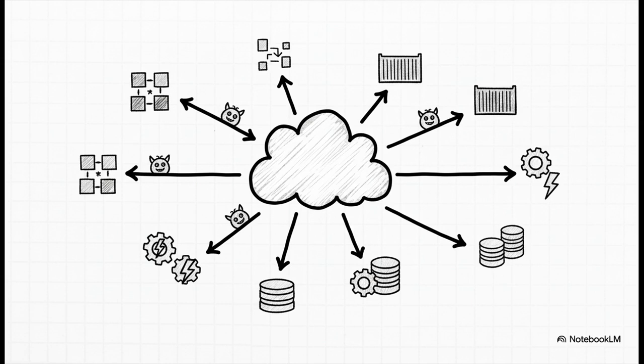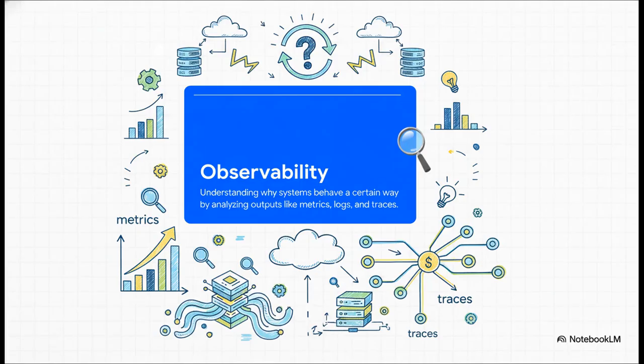Your application isn't some simple single thing anymore. It's this complex, sprawling web of microservices, containers, serverless functions, databases, all trying to talk to each other. A performance problem could be hiding in literally any one of these places, or even worse, in the tangled mess between them. And that, right there, is why we have to talk about observability.